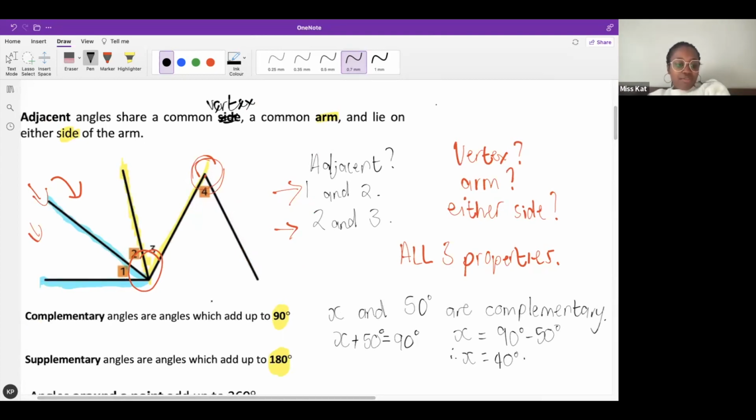So if I have, let's say, 110 degrees and 70 degrees, then I can say 70 degrees is the supplement of 110 degrees. A lot of vocabulary.